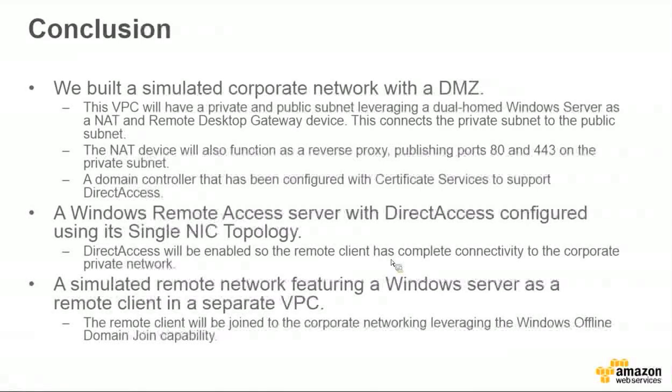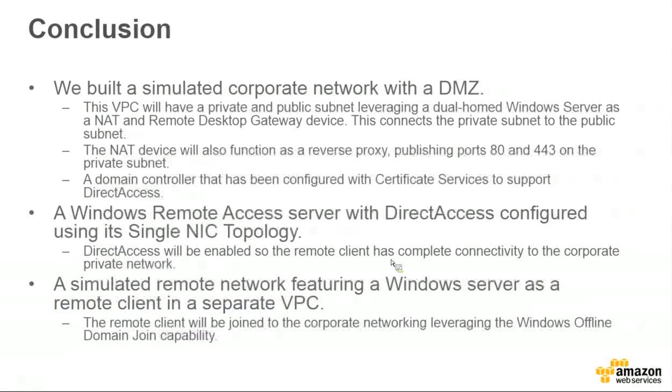So in this demonstration, we were able to build our simulated corporate network with a DMZ. A Windows NAT server was able to sit connected in a dual-homed way between our public network and our private network, routing the connectivity through to our DirectAccess server. It also functioned as a remote gateway device. So if you needed to RDP into the private network, you can RDP to the NAT1 device. The NAT device was forwarding ports 80 and 443 to the DirectAccess server. Those are the only ports that it had opened.